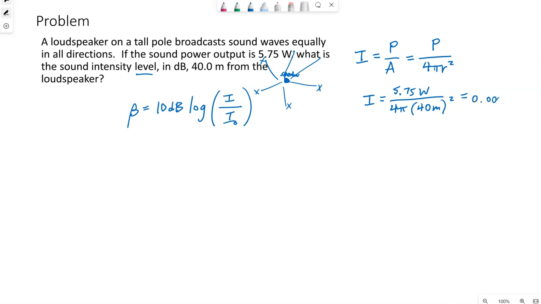I'm getting 0.000285982. That's all the digits my calculator is showing me, in watts per meter squared. I'm going to use that value over here, because we want the sound intensity level, meaning the decibels. So I'm just going to use the value my calculator has. I naught is always 10 to the negative 12 watts per meter squared, so those units cancel in there.